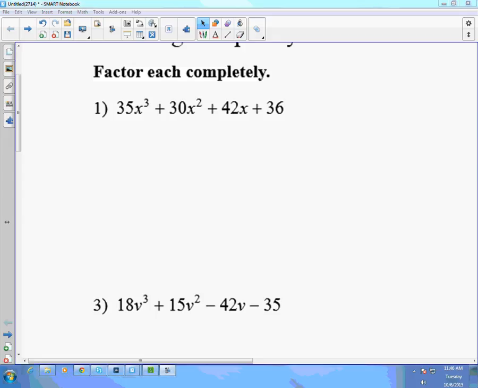What goes into both 35 and 30? 5 and? Is it just 5? Yeah, just 5. Is 5 going into 42? No? 1?